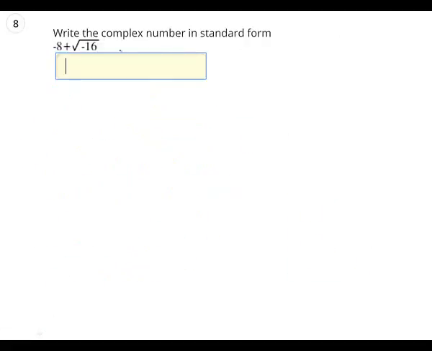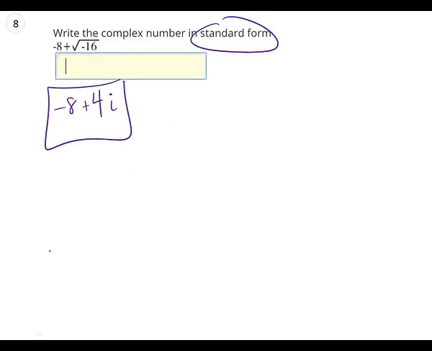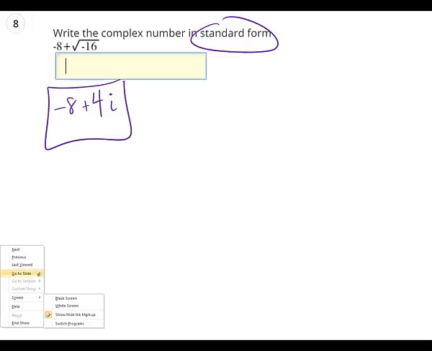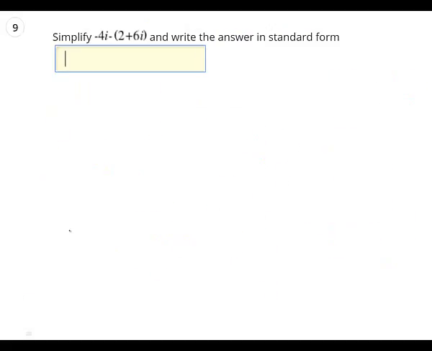All right, we need to write the complex number in standard form. So again, standard form just means put the i in the back. When I see a negative under a radical, we pluck our i's out, and the square root of 16 is 4. And then that's the last one, and the class gets to pick 2 from here.